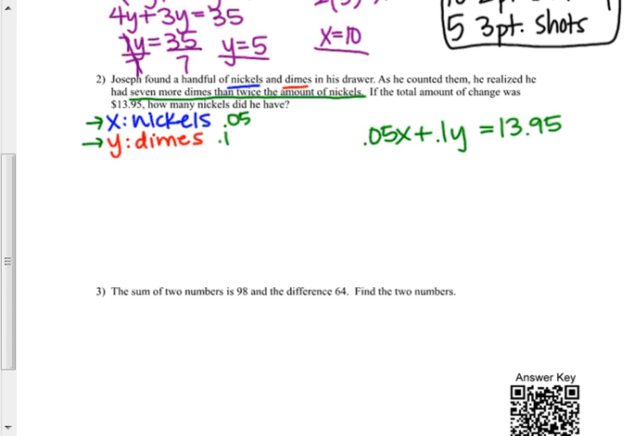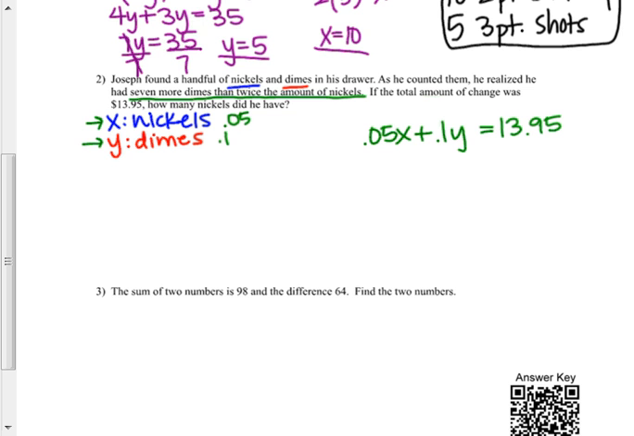So I'm going to go ahead and say that to solve this, I can just plug in this for y in my other equation because I have y equals something. So substitution is going to work really well here. So I can say that the other one becomes 0.05x plus 0.1 times this 2x plus 7 equals 13.95. And I meant to do this in purple, so I'm going to choose purple now.